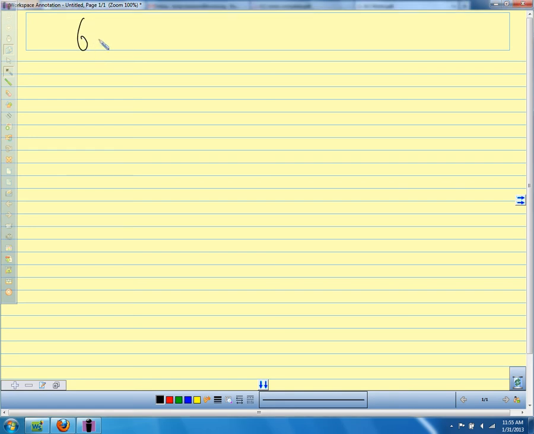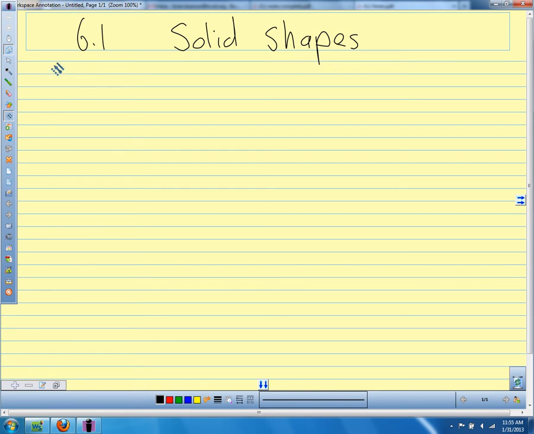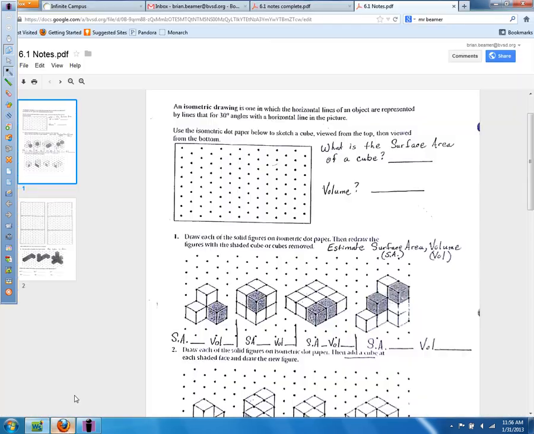We're in section 6.1. We're going to talk about solid shapes. And what we're going to do today is draw some really basic solid shapes and figure out how to find their surface area and volume. This will be kind of an introduction into the idea of surface area and volume. So we're going to grab this first picture that's right on your note sheet.